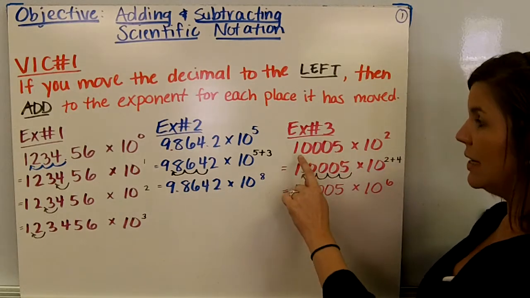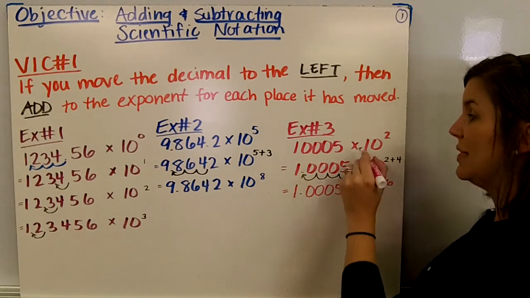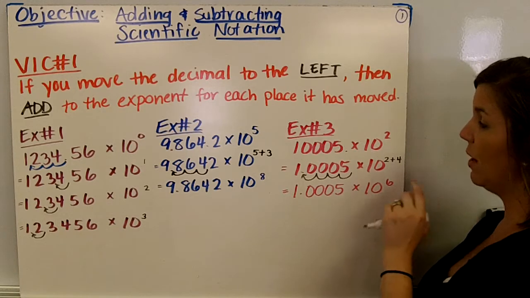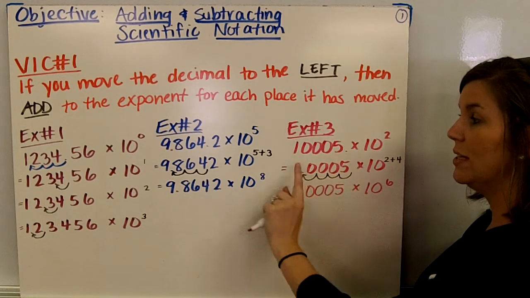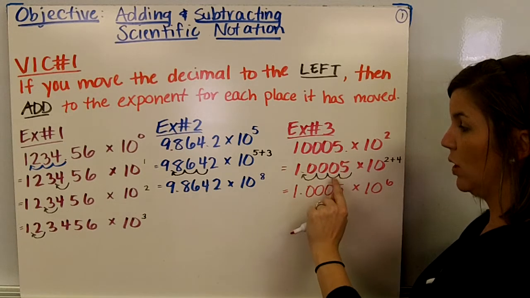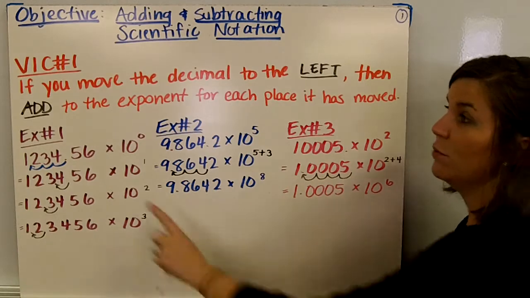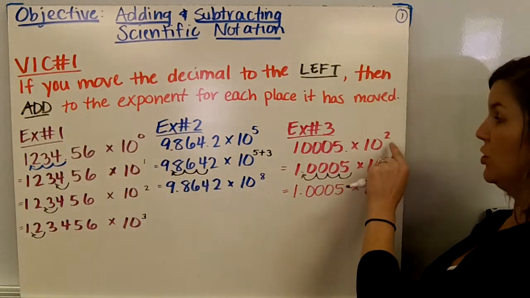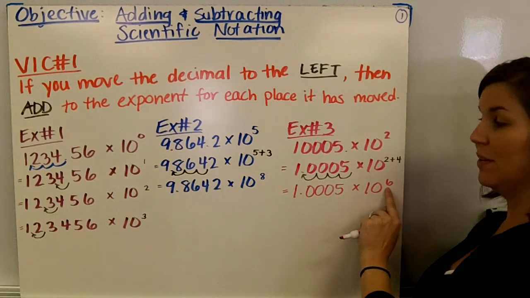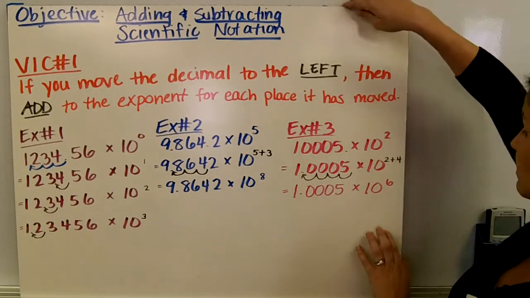Our number is in scientific notation because we only have 1 digit in front of the decimal place. Example number 3, 10,005. Now you don't see the decimal, but it's after the 5. It's times 10 to the 2nd power. So we're going to move the decimal until it's between this 0 and 1. So we move the decimal 1, 2, 3, 4 places. Since we're moving to the left, we're going to add to the exponent. It was 2. 2 plus 4 for the places that we moved gives us 6. So our new exponent on our power of 10 is 6.